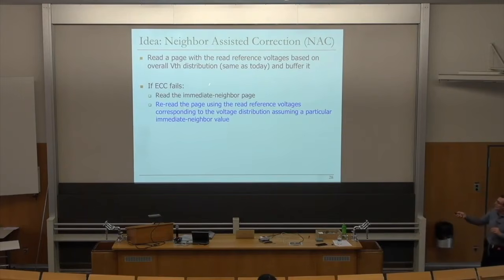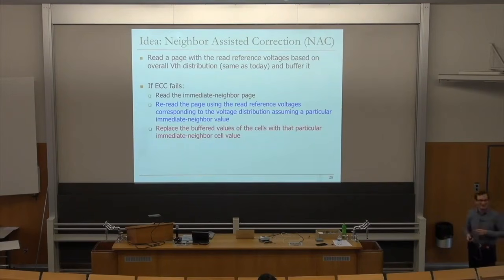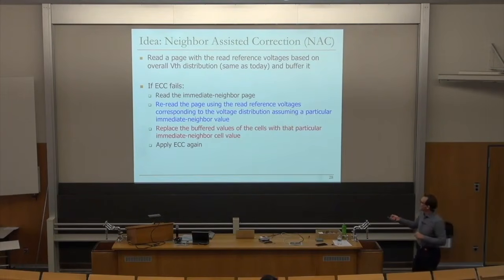Then you reread the page that you were trying to read using the read reference voltages corresponding to the voltage distribution, assuming a particular immediate neighbor value. Let's say you pick 1, 1. And you replace the buffered values of the cells with that particular immediate neighbor cell value after this reading. So you just reread the cells that have an immediate neighbor value 1, 1, and then you replace them in the first read that you had. Hopefully you got the read correct. You apply ECC again. If the ECC doesn't fail, that's good. You corrected those cells whose neighbors were 1, 1.